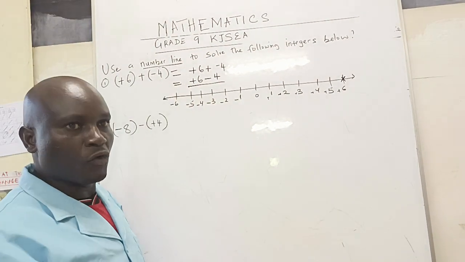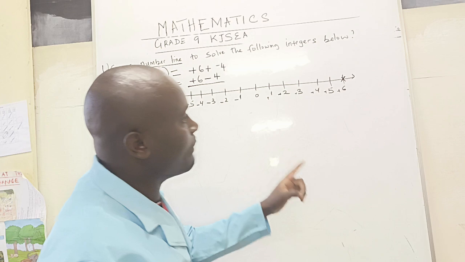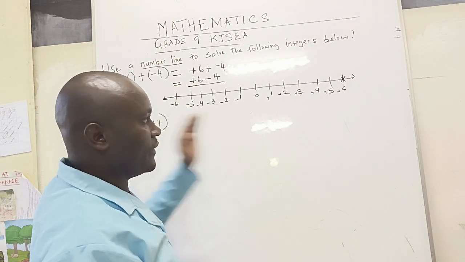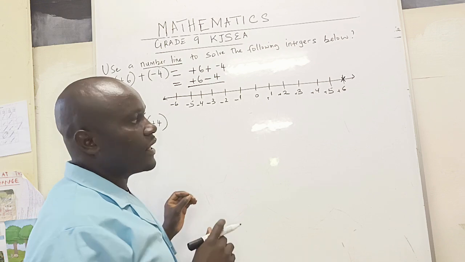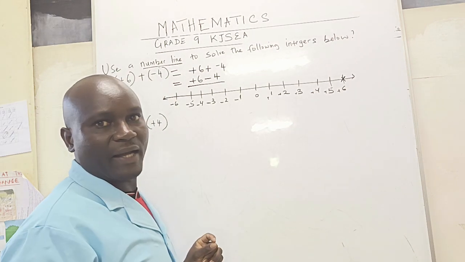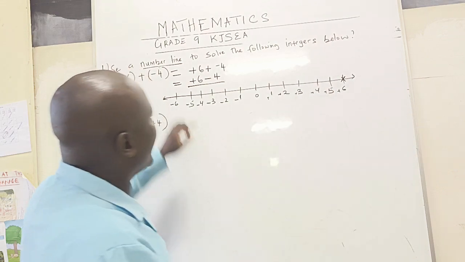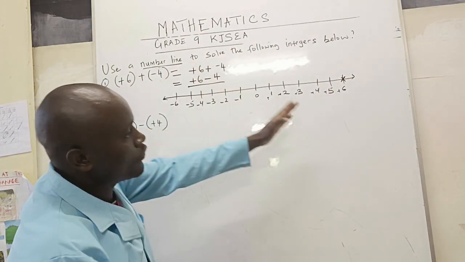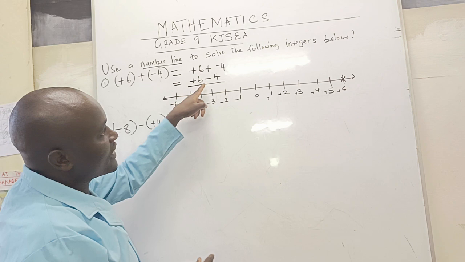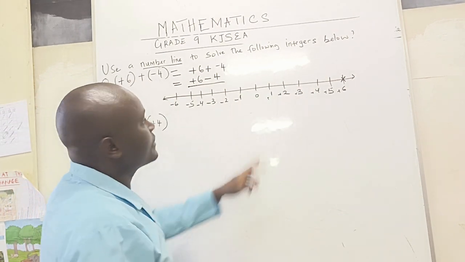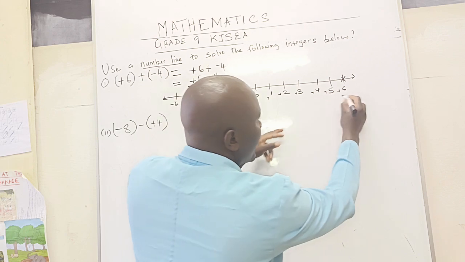Here is positive 6. Put my starting point there. Then minus 4. Anytime you have a number with a negative, you go to the left. Anytime you have a number that has a plus, you go to the right. Any number that has a negative, you go to the left. Any number that has a positive, you go to the right. So this one is positive 6. We are here.